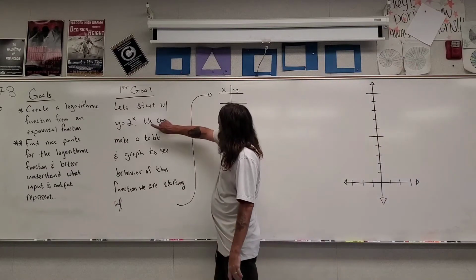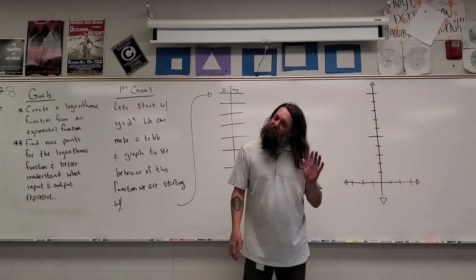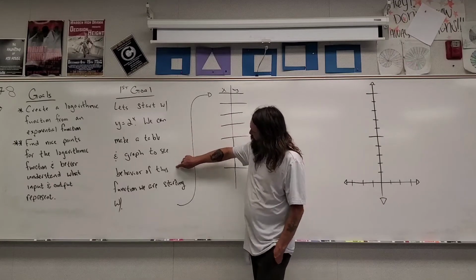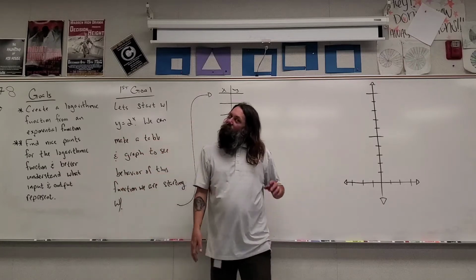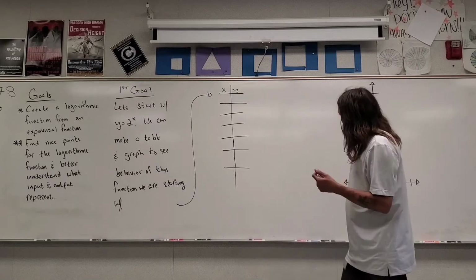Let's start with y equals 2 to the power x. One of the nicest exponential functions there can be. We can make a table and graph to see the behavior of this function we are starting with. So I want to know what we're starting with, and hopefully that helps us understand what the inverse is going to do. All right, and I have a table.